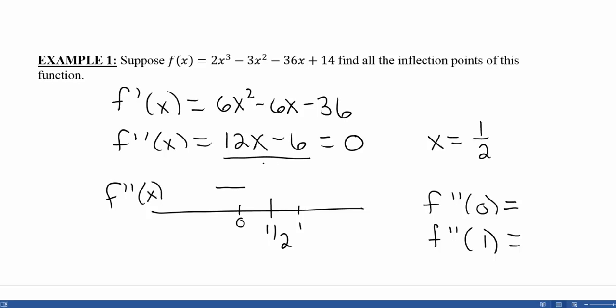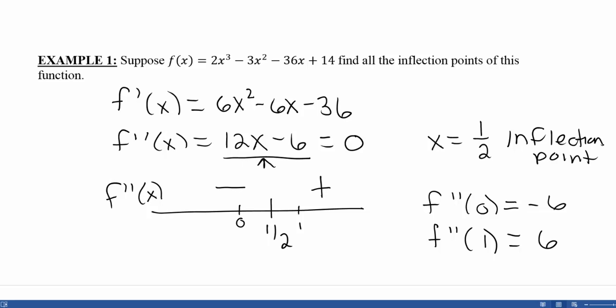So if I plug a 1 into the second derivative, I get +6. Since it's positive, every single value to the right of 1/2 would give me a positive second derivative. So to the right of 1/2, the original function is going to be concave up. Here, I have switched from concave down to concave up right at x equals 1/2, so that means that x equals 1/2 is indeed an inflection point.